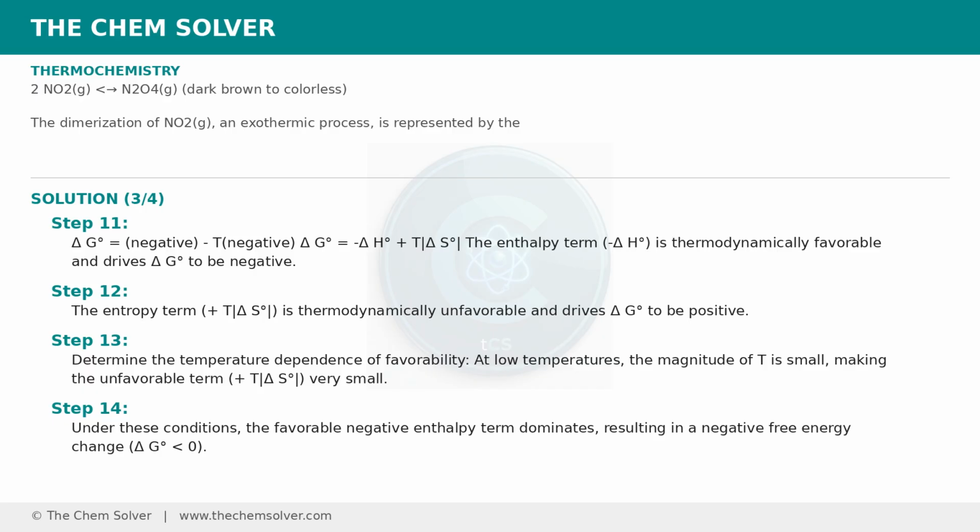Determine the temperature dependence of favorability. At low temperatures, the magnitude of T is small, making the unfavorable term, plus TΔS°, very small. Under these conditions, the favorable negative enthalpy term dominates, resulting in a negative free energy change, ΔG° < 0.